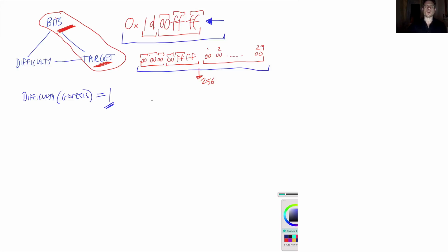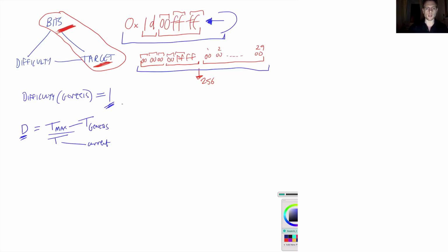So difficulty in essence is basically, if we write it down, difficulty D of any block equals the maximum target divided by the current target, right? So maximum target is this. The higher this 256 bit number, the easier it is to find a hash that's less than or equal to that number. And that's T max. So T max is T genesis, and T is the actual current hash target. And the difficulty, D, is the ratio of the two.